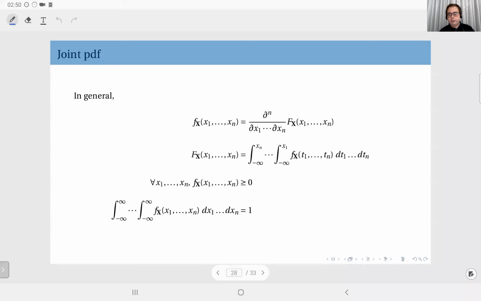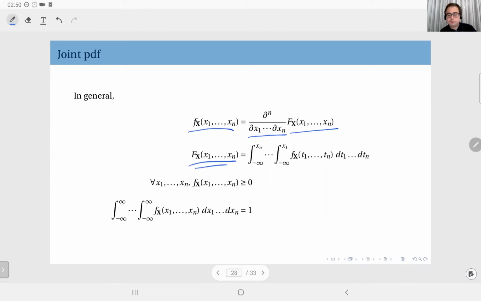We talked about joint PDFs for random vectors of size 2, of dimension 2. Of course, that is generalizable. And for a general random vector of size n, the joint PDF is the n-fold derivative of the joint CDF, and each of these differentiations is with respect to each of these different parameters, x1 through xn. Okay, and of course we have the relationship in the other order.